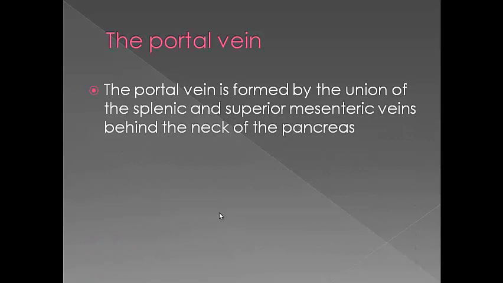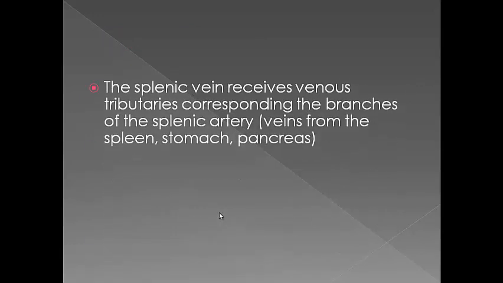The portal vein is formed by the splenic and superior mesenteric veins joining together, and this happens behind the neck of the pancreas. The splenic vein receives venous tributaries that correspond to the branches of the splenic artery. So basically, it receives veins from the spleen, the stomach, and the pancreas, and drains all those organs. Think of the splenic vein as the drainage of the foregut.